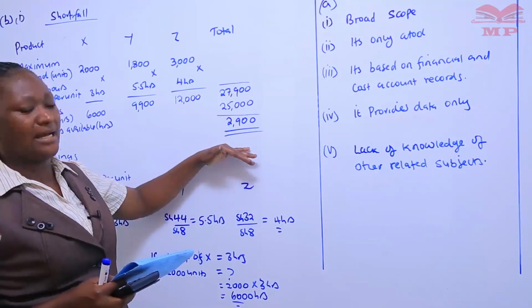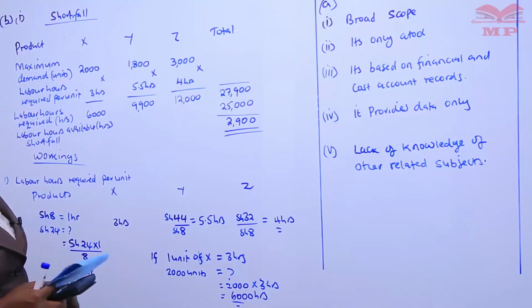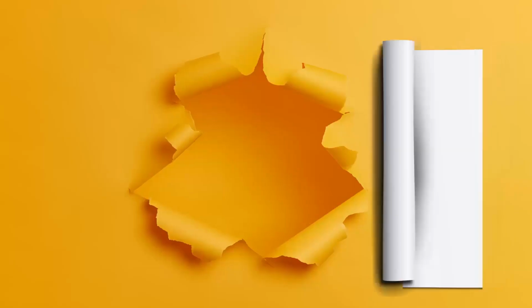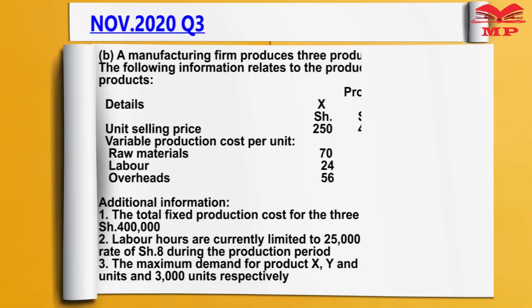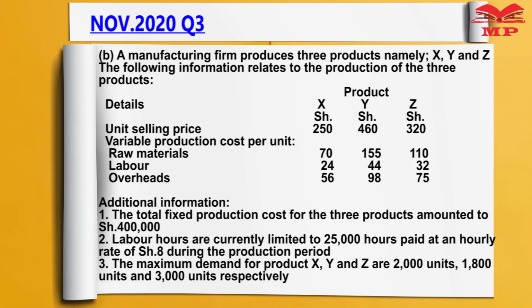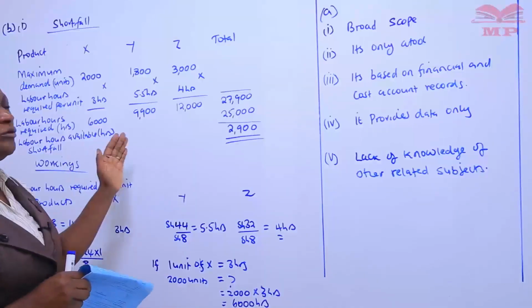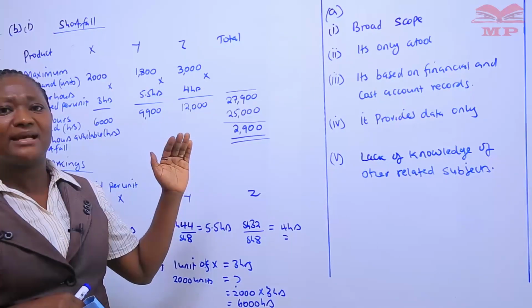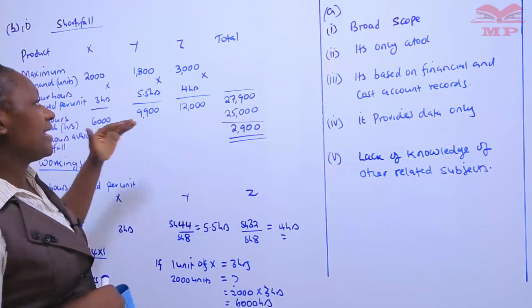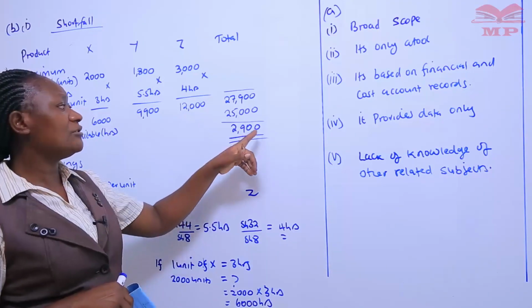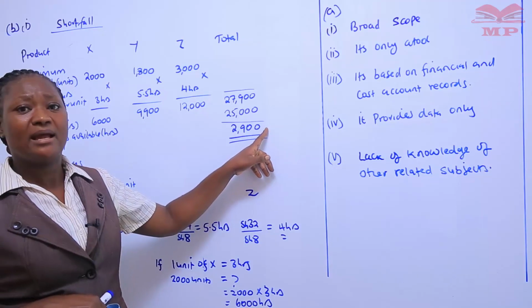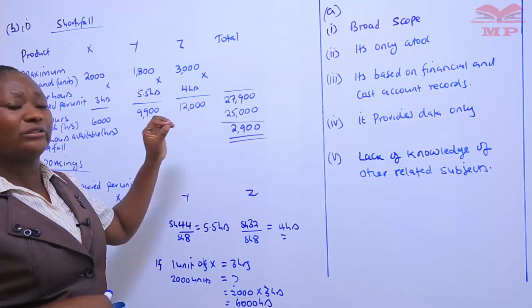So how do we now make a decision when this factor exists? We now move on to part 2, where we are required to show the optimal product mix and the resultant profit. Once you have determined the shortfall, the next step is to know which product should be considered first. Remember, the firm cannot produce all these products as planned. Why? It has a shortage of 2,900 hours, and so it has to make a decision which one should be produced first.